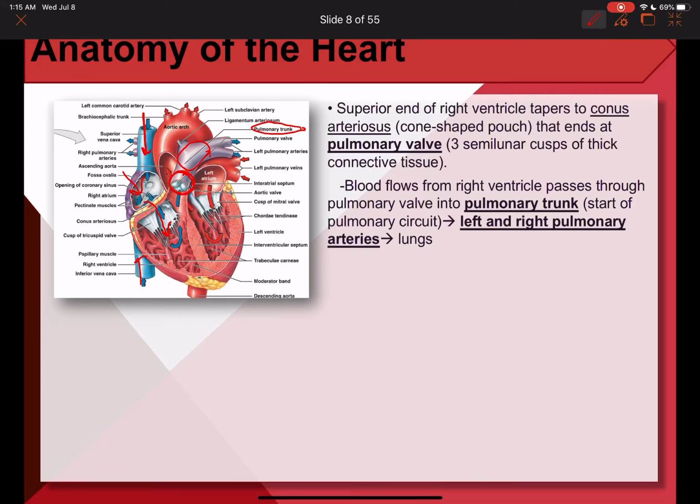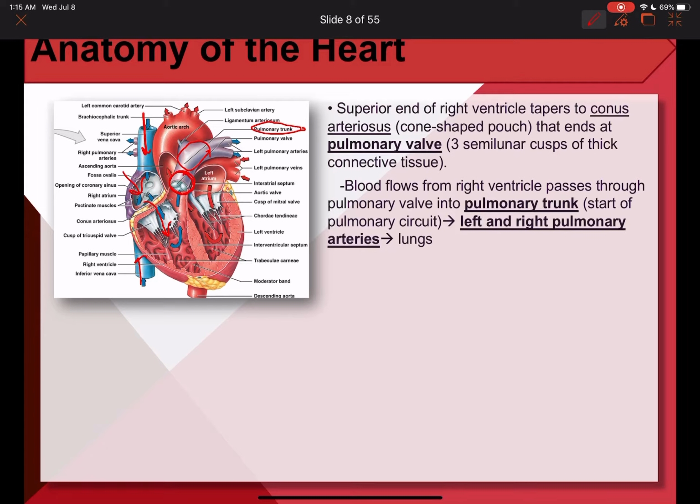And trunk kind of sounds like tree, okay? So it can't be a valve. It's some blood vessel, okay? So pulmonary valve leads into pulmonary trunk. When the right ventricle contracts, blood will then flow towards the pulmonary trunk through the pulmonary valve and onwards to the pulmonary circuit of the cardiovascular system.